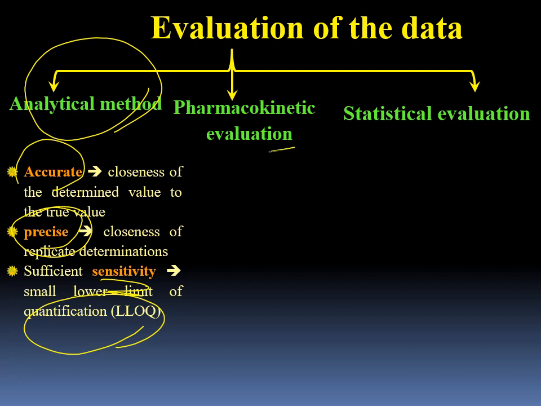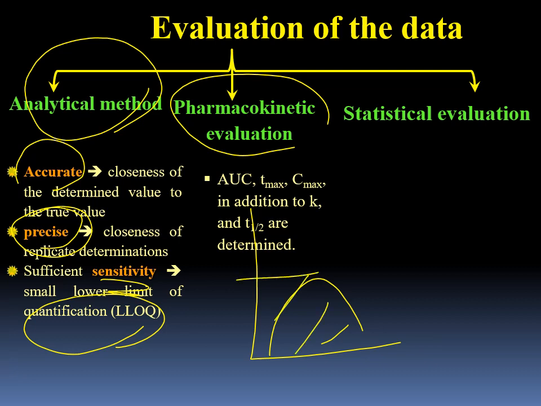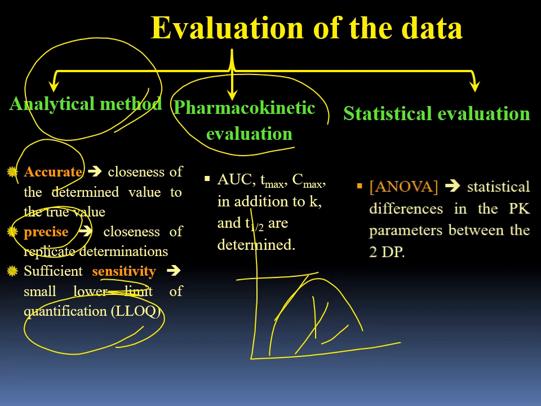The second type, after analysis of the drug, you will make a plasma concentration time curve, and you need to detect or determine the area under the curve, Cmax and Tmax, and of course the most important criteria is AUC. The third type of analysis, after analysis with equipment, pharmacokinetic analysis, we have a third type, which is statistical evaluation.